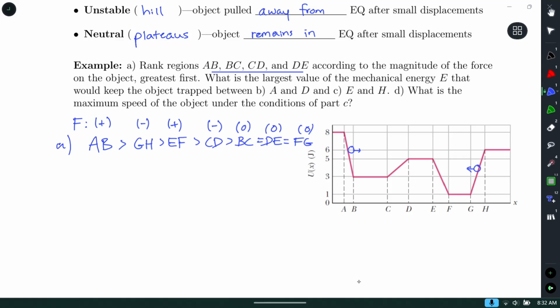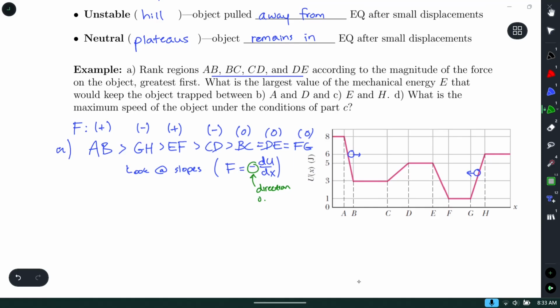So intuitively, we were just looking at slopes. The more complete justification is that force is negative du dx, negative the slope. And the negative just tells us direction. It doesn't tell us size. Let me specify a little more on that. Direction of force is opposite the slope.